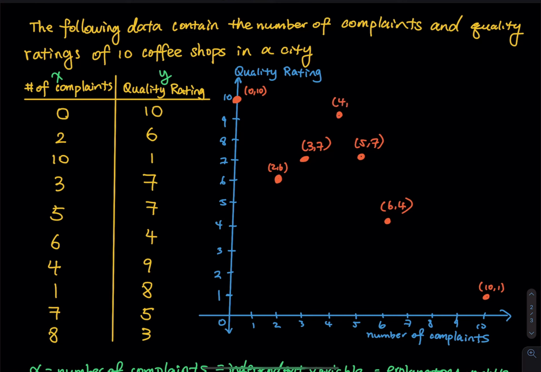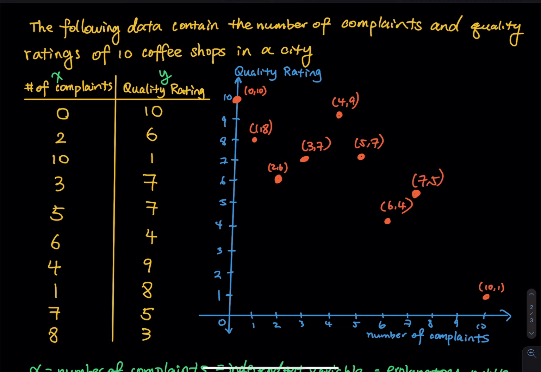This is 4, 9. And then the next one, complaint is 1, quality is 8. So you start at the horizontal axis, complaint is 1, and then you go up to 8. So this is 1, 8. And then the next one, 7 is complaint. So 7 is complaint, that is right here. And then you go up to 5. 5 is there. All right, let's draw a dot. So this is 7, 5, almost done.